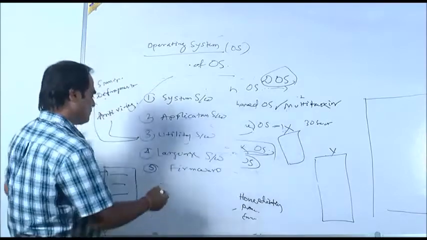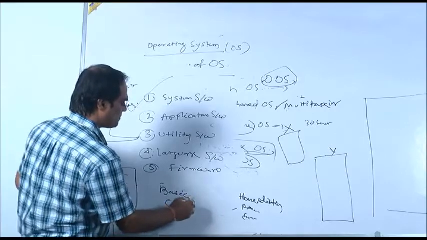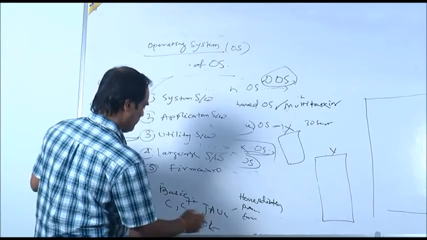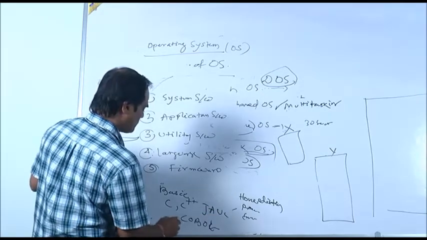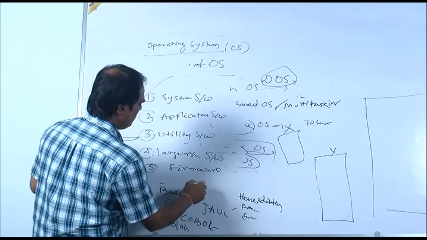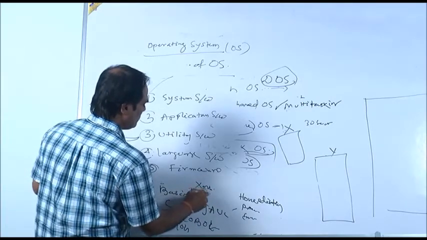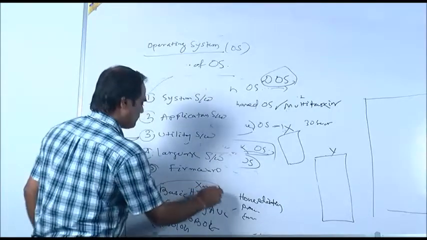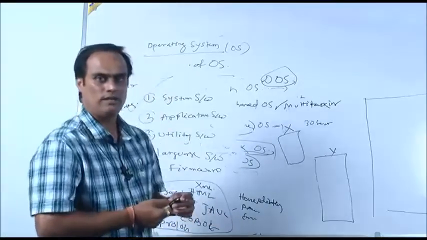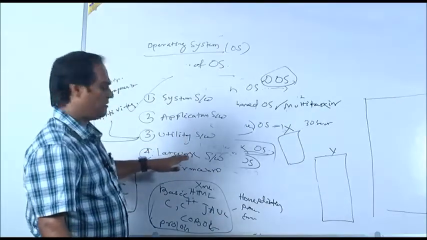So, just I am giving you one example: BASIC is one language, C is one language, C++ is one language, Java is a language, COBOL is a language. Then Prolog is one language. Then XML is one markup language, and HTML is one language. So, different language software are there for a specific purpose to develop a ready-made software. That means the user is developing the software with the help of these language software.